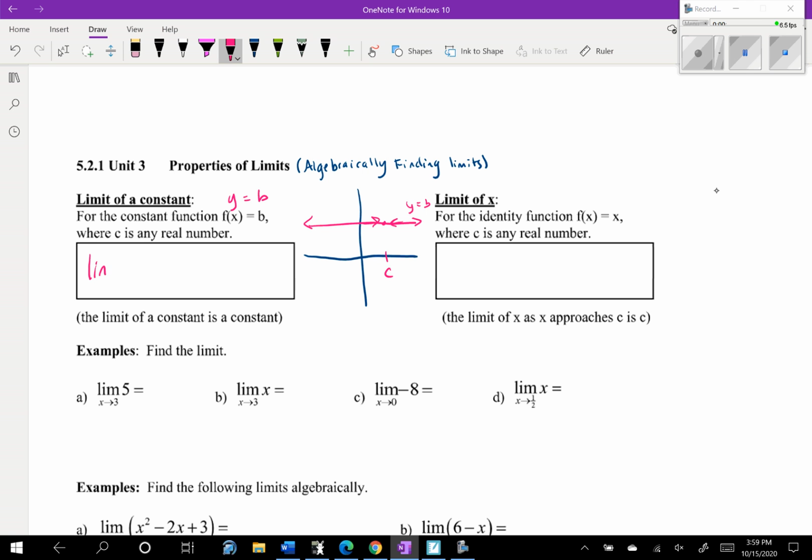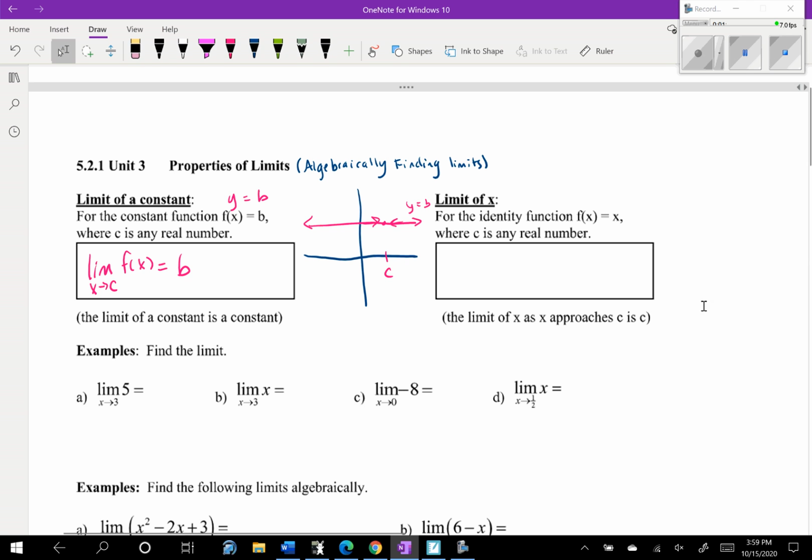So we say the limit as x approaches c in this case for this function f of x would just be equal to b. The next one we're going to look at is the limit of x, so the identity function.